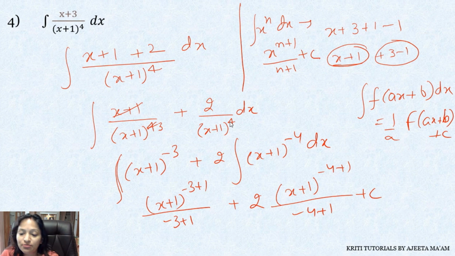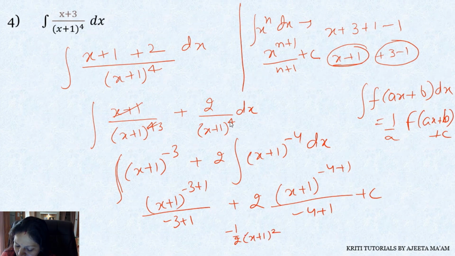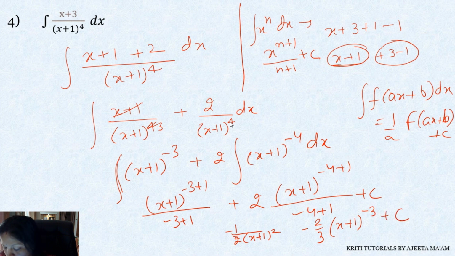So now if I simply rearrange the terms, I get minus 1 upon 2, and if I make the power positive, I get x plus 1 whole square. And in the same way for the next, minus 3 we will get, so we can make it minus instead of plus: minus 2 by 3 x plus 1 raised to minus 3. I can make it positive also by writing 1 upon x plus 1 whole cube. So this is how we use this property. So see, right now we have solved all the questions using this property. So it can easily be solved, right?